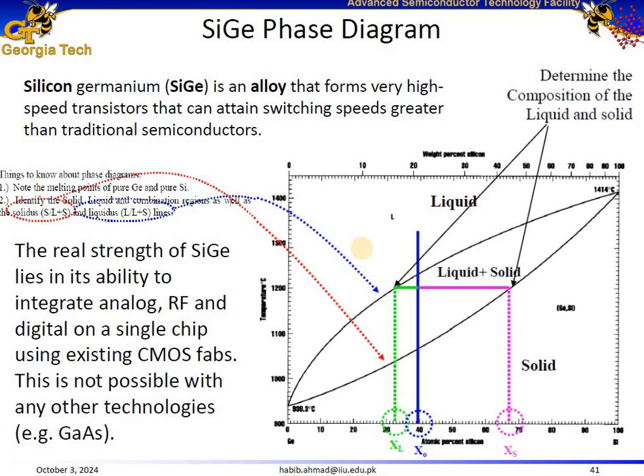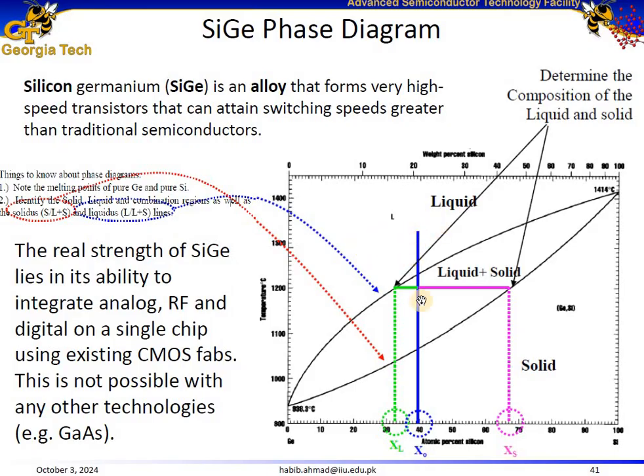Then the question is: if a particular temperature and atomic percent is given, how do we determine what percent of the material is solid and what percent is liquid? And secondly, what percent is silicon and what percent is germanium? We actually use a lever line method for this purpose.